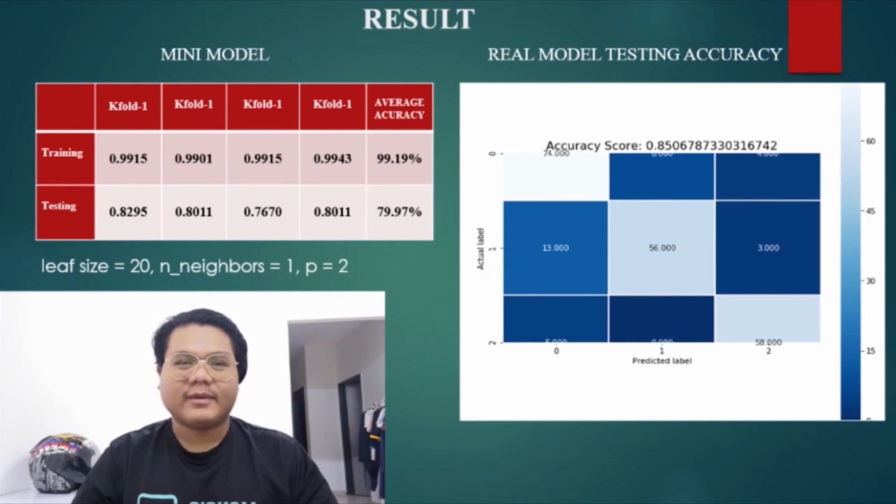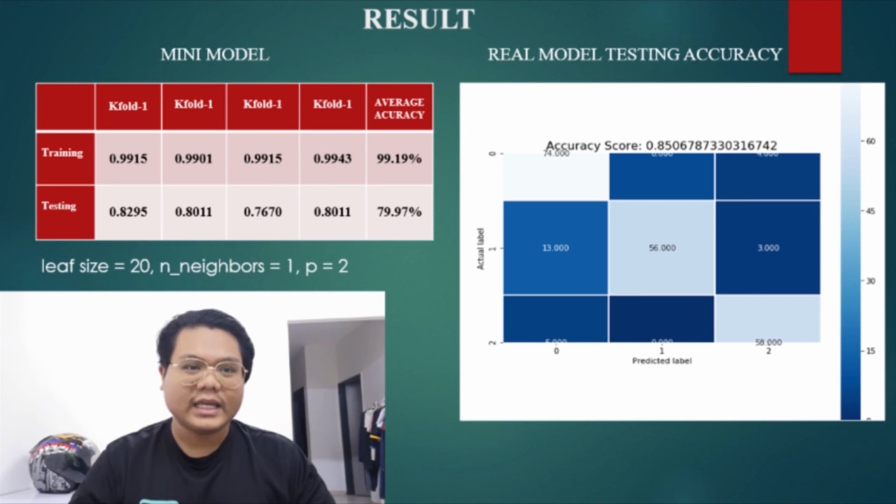Assalamualaikum, my name is Muhammad Syamil bin Muhammad Shukri. After the hyperparameter tuning has been done several times, we got the average accuracy of 79.97% in the mini model testing with the use of parameters leaf size 20, neighbor 1 and P2. These parameters were then used to develop the real model, and we achieved a testing accuracy of 85%.